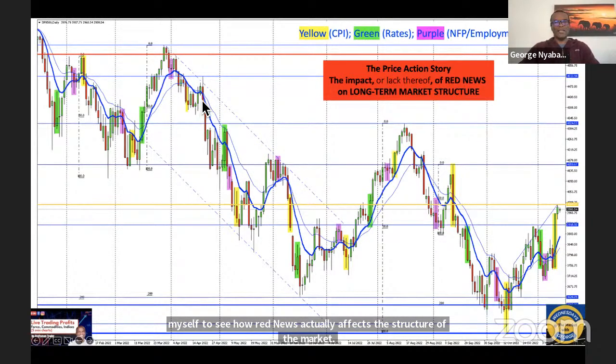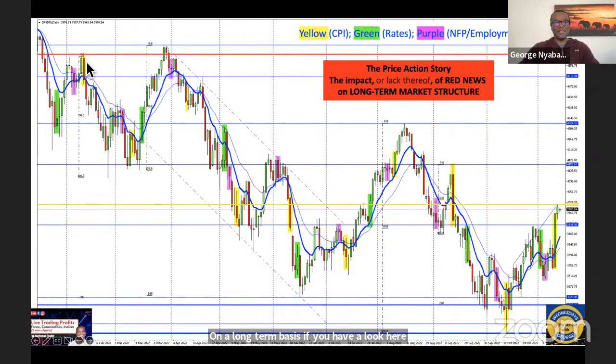If you have a look here, the yellow are the CPI announcements. I'm sure you've all seen on Forex Factory the news that's coming up today. The green is when we have interest rate announcements. This is US, of course, S&P 500. You can do this on any currency pair, on any index, but looking particularly in the market where it is housed. Purple, non-farm payroll.